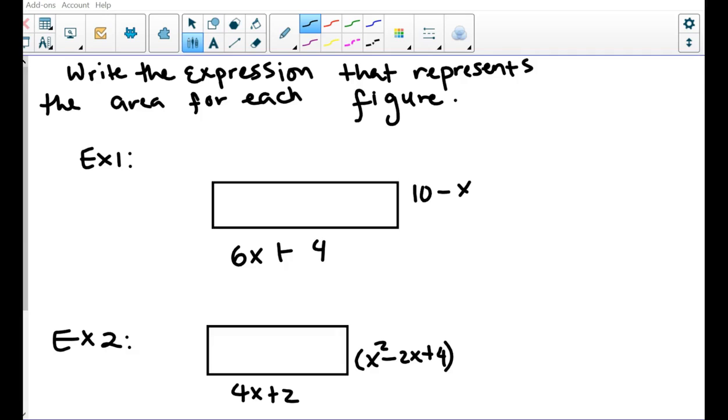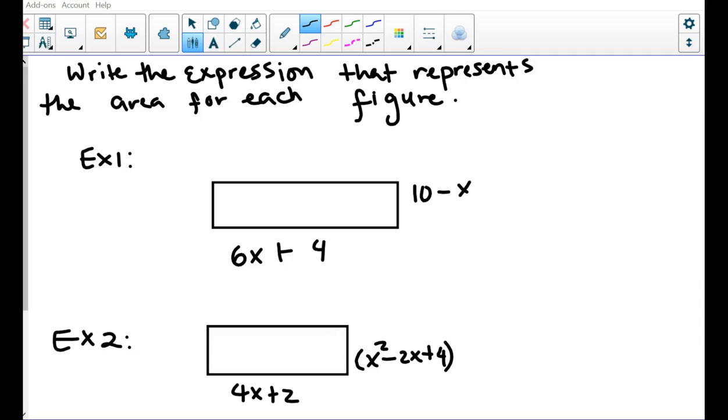Okay, now we're going to do some examples of word problems that deal with multiplying polynomials. So we have: write the expression that represents the area of each figure. First example, we have a rectangle. The shape is a rectangle with, it looks like, a length of 6x plus 4 and a width of 10 minus x. You can look at the length and width the other way around, that's fine.